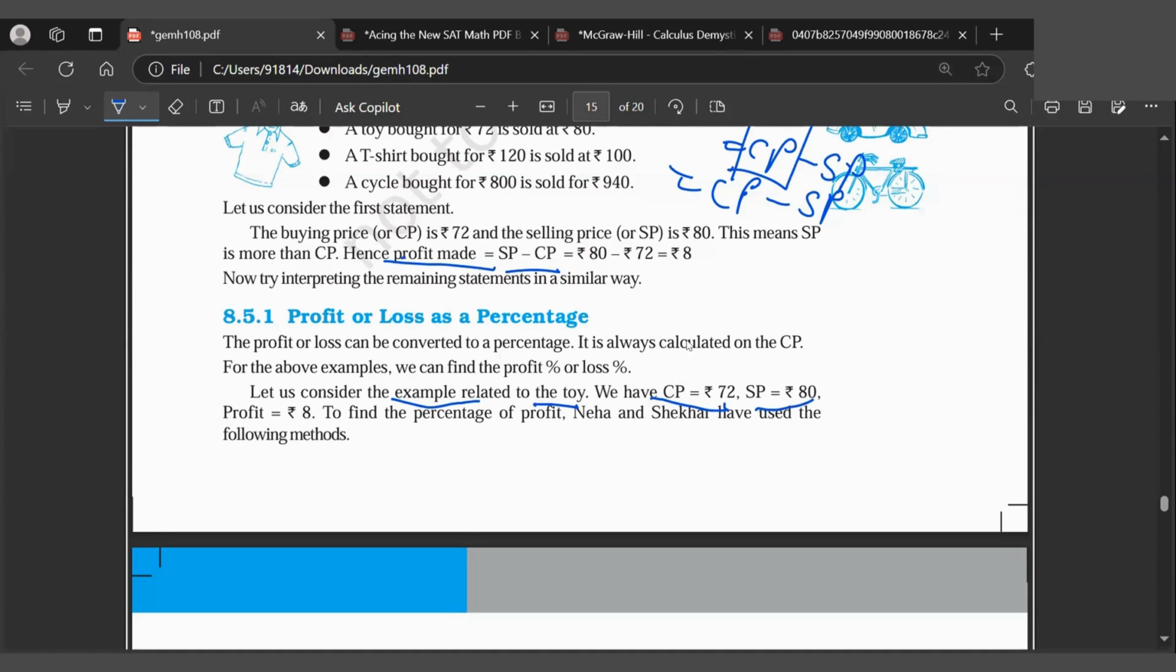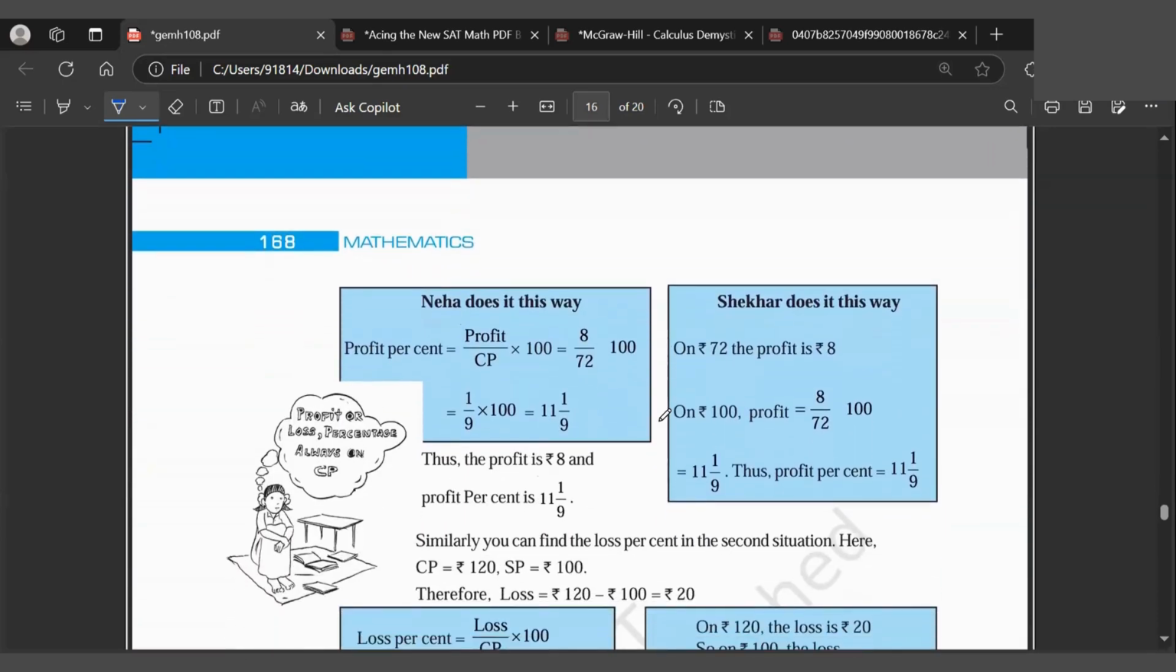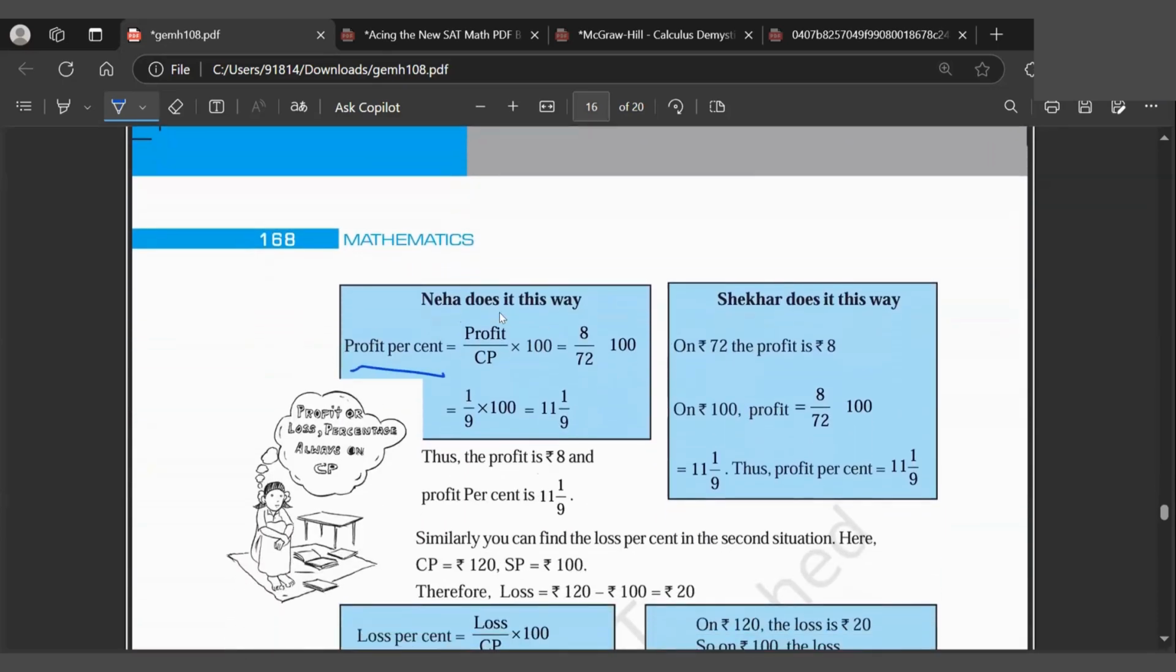So what is the profit here? 80 minus 72. Yes, profit will be 80 minus 72, which is 8, right? So if the profit is 8 rupees, what is the profit percentage in terms of cost price? The cost price is 72, but we are selling at 80 and the profit is 8. You can see how we can find the profit percentage: you have to write profit upon cost price into 100.